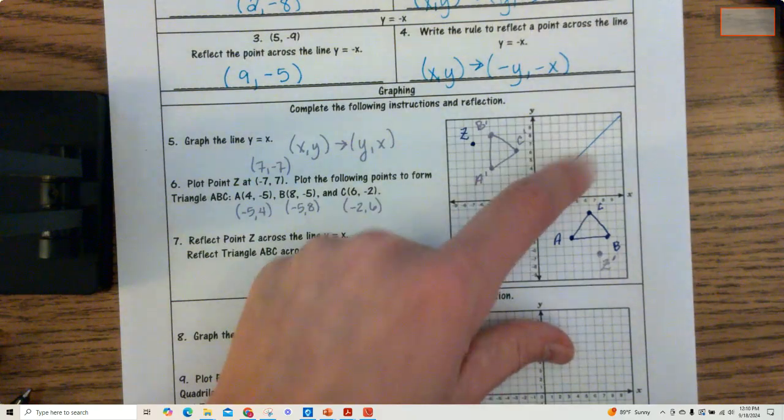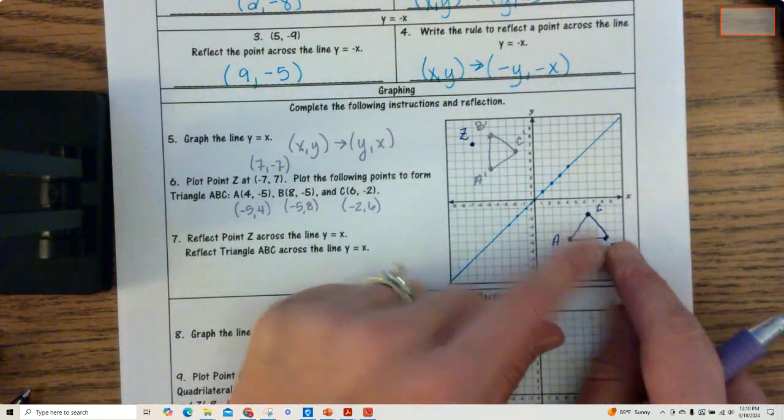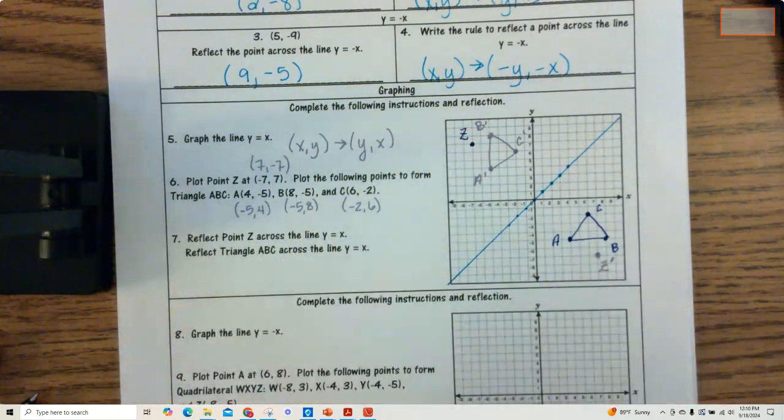So again, if we fold it on this line, that triangle would match up. And the B would sit on top of B prime. The A would sit on top of A prime. Every piece would line up perfectly.